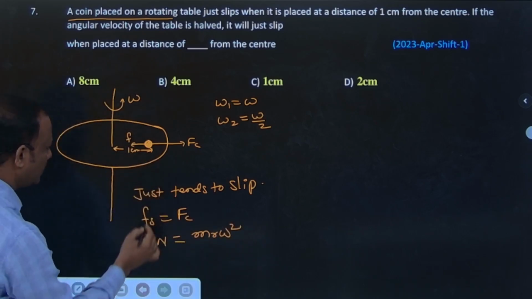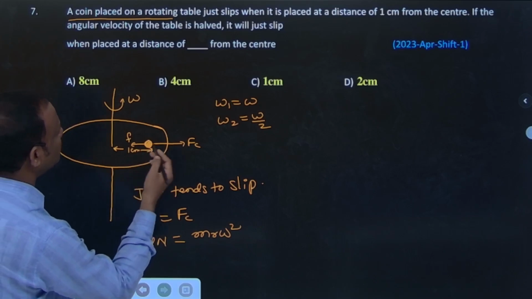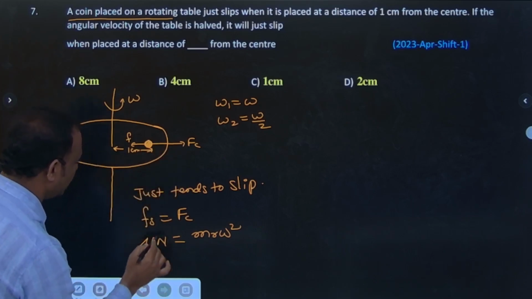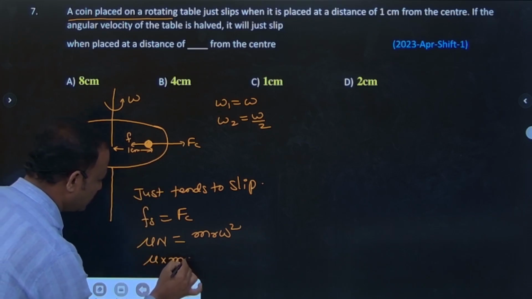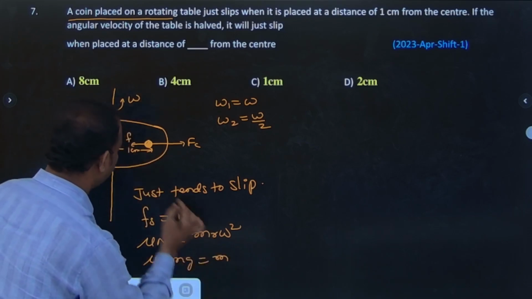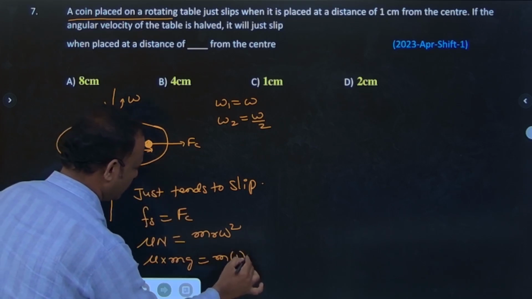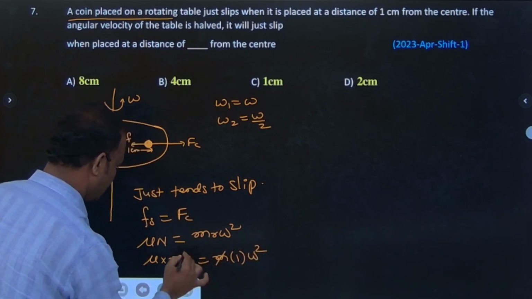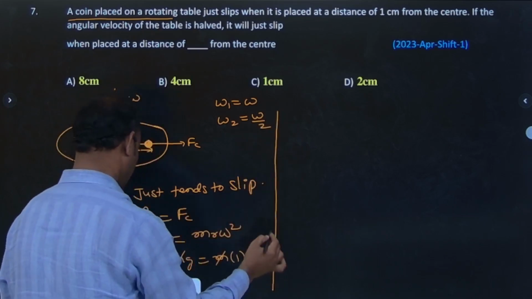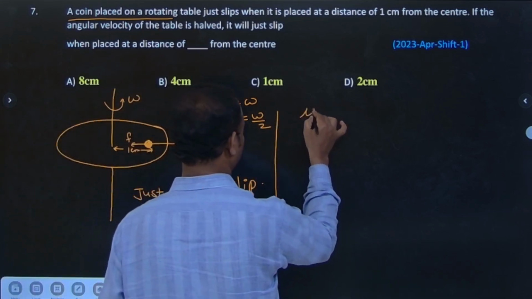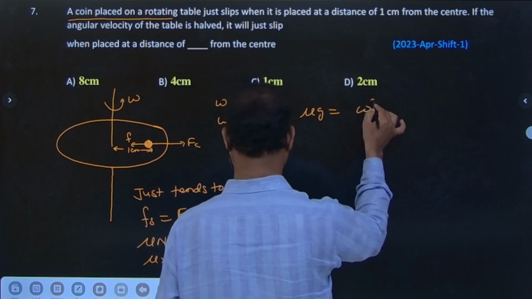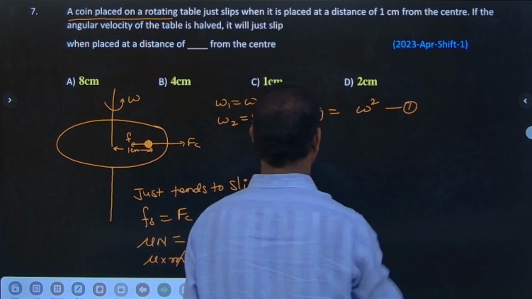Mu is not mentioned here. N is mg, so mu m g is equal to m r omega square, with r equal to 1. The m cancels, so mu g is equal to omega square. This is my first equation.